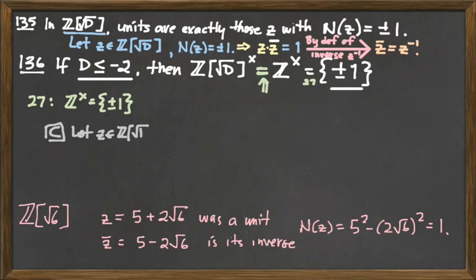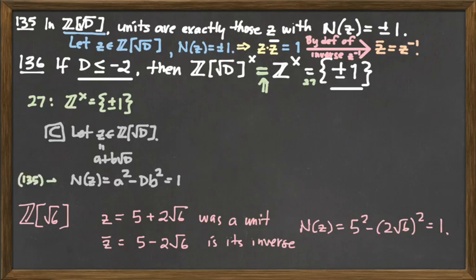Then z is equal to a plus b radical d, where a and b are integers. And the norm of z is equal to a squared minus d b squared, which has to equal 1. How do we know it has to equal 1? From 135.